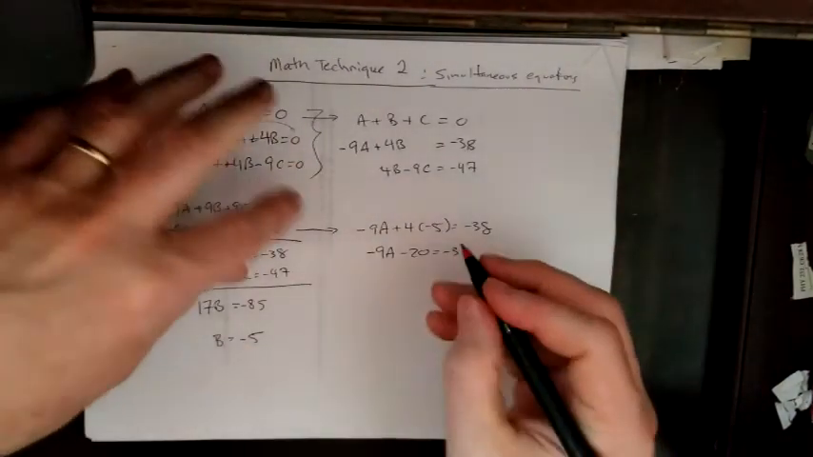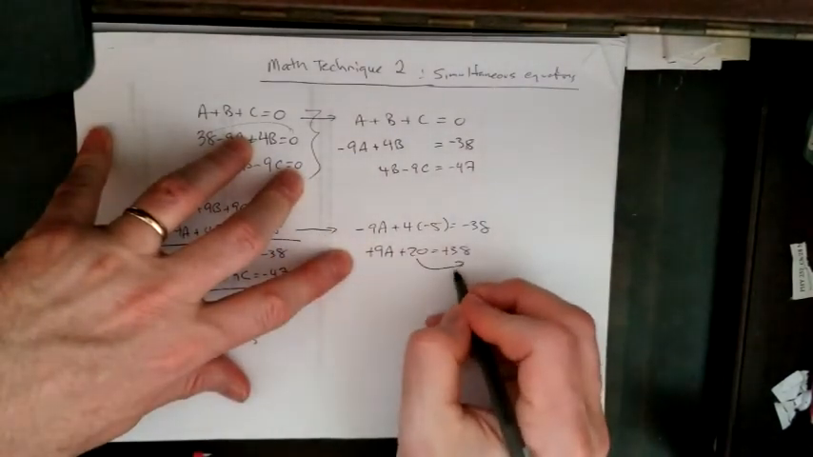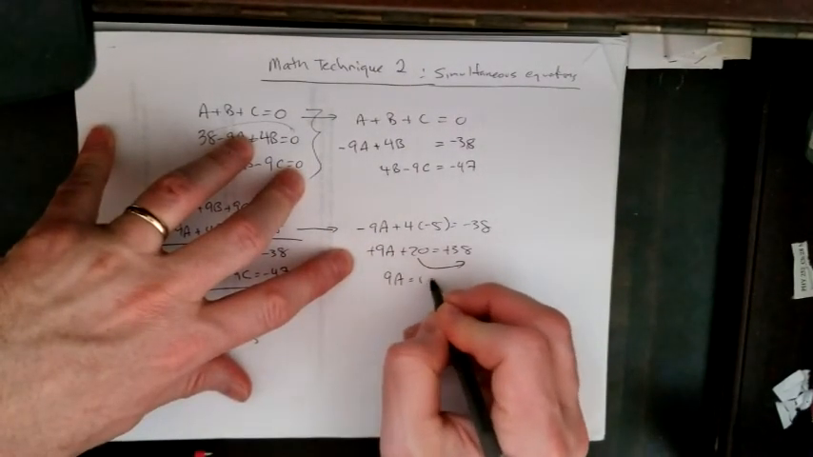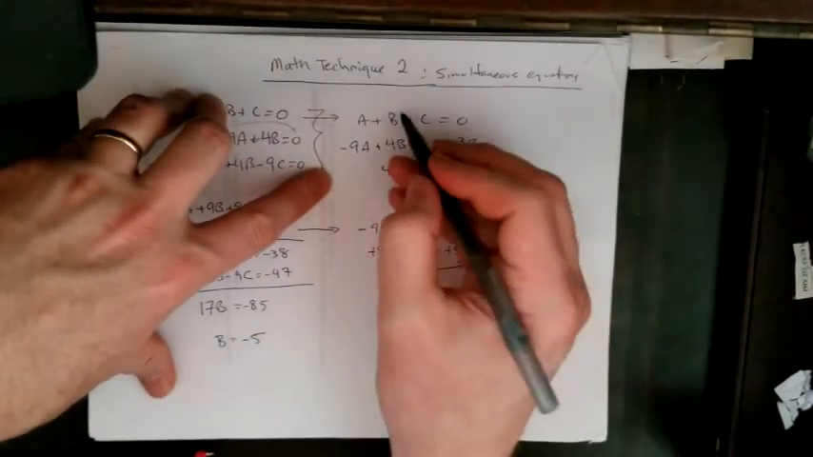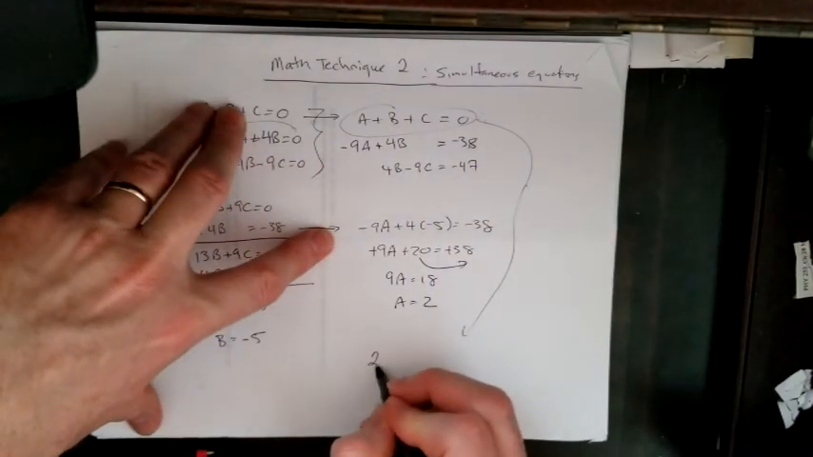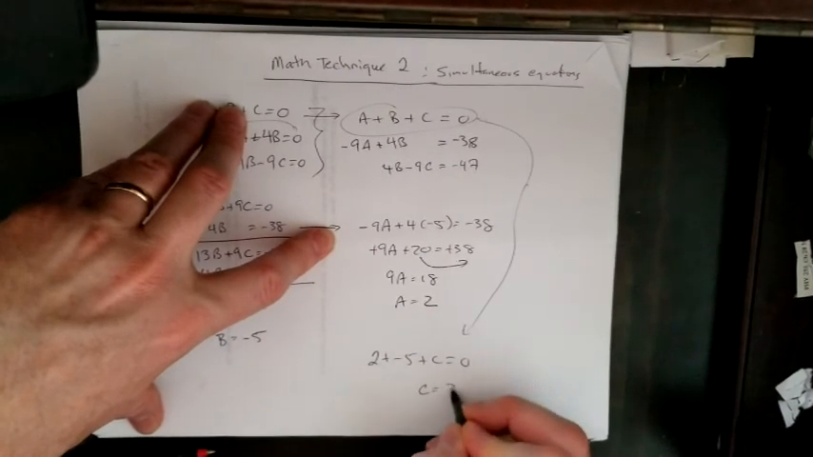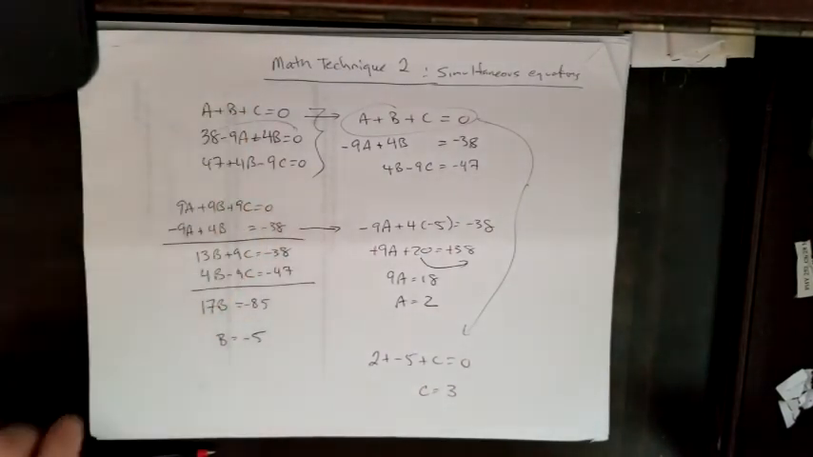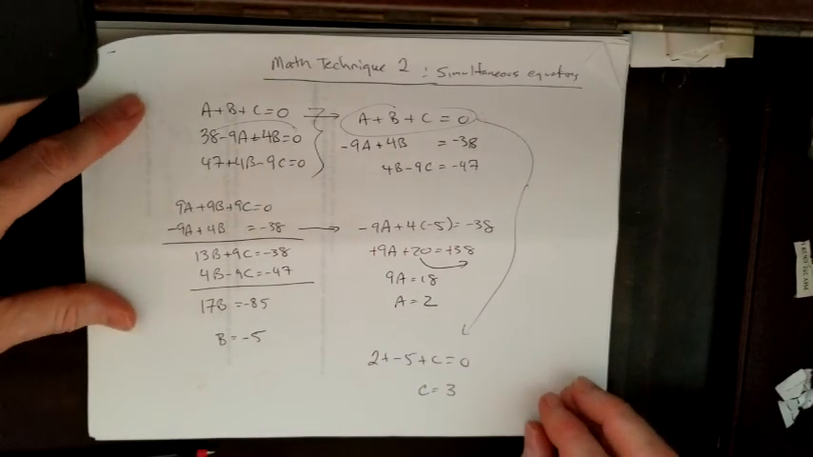Everything has a negative sign, so let's just go ahead and get rid of that. Bringing this over, 9A is equal to 18, A equals 2. And then for the last one, I can just use that equation or that equation, either one. But 2 plus negative 5 plus C equals 0. C is equal to 3. And those are the numbers we had before. Please refer to the other video for actual proper notation in terms of the answers.